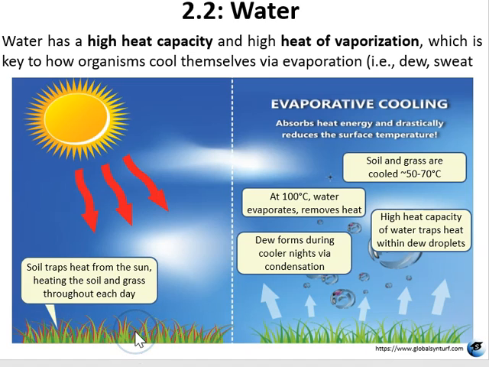Here you have soil that's trapping the heat from the sun, and it's heating the soil and the grass throughout the day. And then over here it's showing how the grass is able to cool itself by evaporative cooling of dew. So the dew forms during cooler nights via condensation, and then the high heat capacity of water traps heat within the dew droplets. And then as the sun heats the grass, if the grass gets to 100 degrees Celsius, then the water will evaporate and it removes that heat as it evaporates, cooling the soil and the grass to about 50 to 70 degrees Celsius.